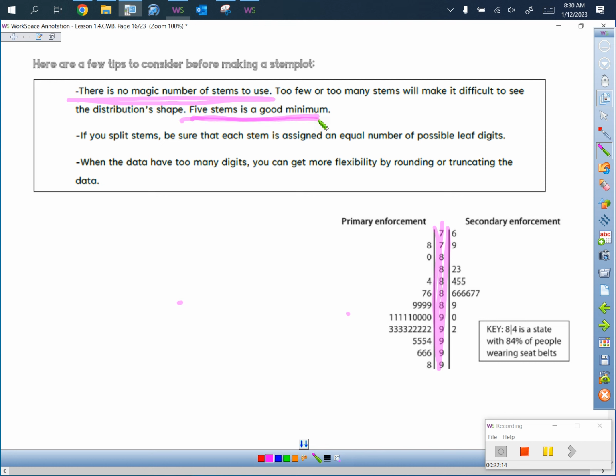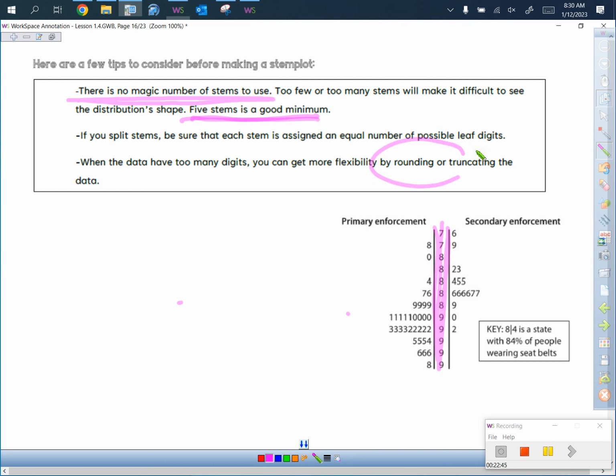5 stems is a pretty good minimum. If you're going to make a stem and leaf plot, 5 is a good starting number. You probably don't want more than 10 or 12. If you split the stems, make sure everything is equally distributed. You can't just have one split be from 80 to 81, and the other one be from 83 to 89. Make sure it's evenly balanced. And if you have too many digits, you can get more flexibility by rounding or truncating.